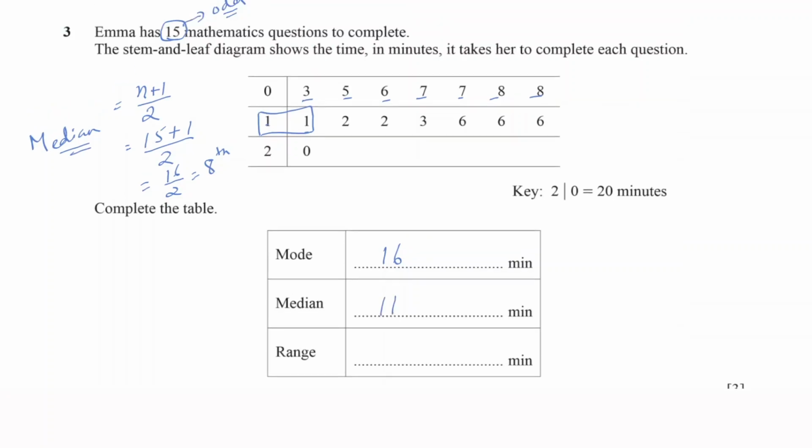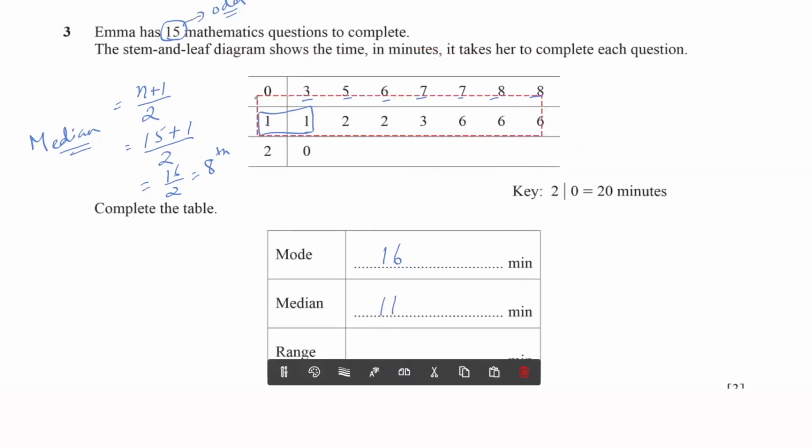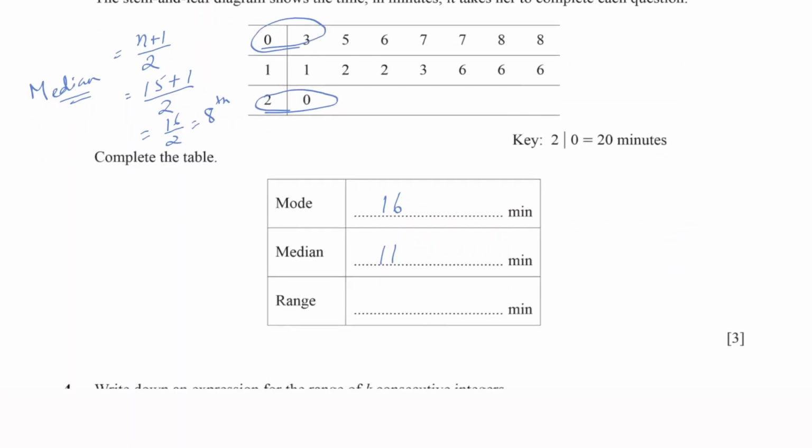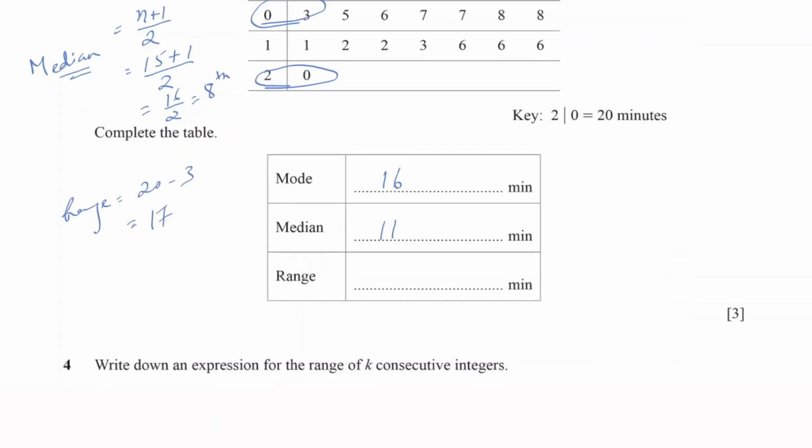And range is what? Range is the highest value minus the lowest value. What is the highest value? The highest value is 20 and the lowest value is 3. So the range will be the highest value minus the lowest value, that is 20 minus 3, which is 17. Okay.